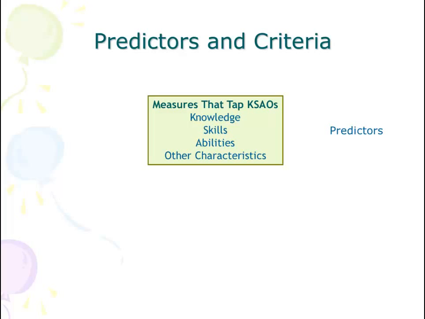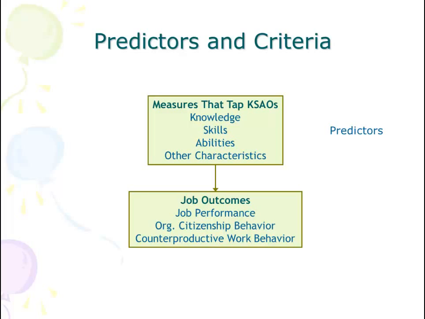What do we hope to actually predict by going through this process? Well, important job outcomes like performance, organizational citizenship behavior, and counterproductive work behavior. These outcomes are called criteria. So what we're after when we build a hiring process are predictors which, first, do a good job of measuring the KSAOs that are important for the job, and second, do a good job of predicting the outcomes that matter to us, that is, the criteria.